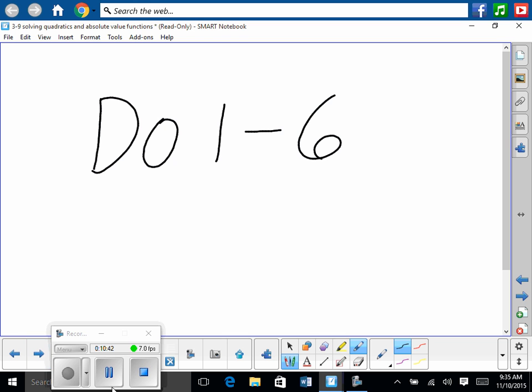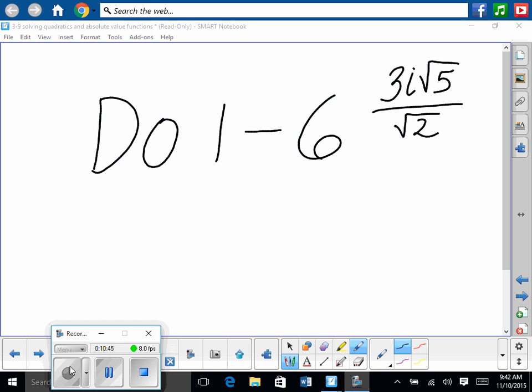Ready, set, go. So let's say we had an answer like this. This is considered not simplified. You would not see an answer like this on an ACT. You won't see it on my test either. You won't see it on an end level either. It's not simplified because we cannot have a root in the bottom of a fraction. So to fix that, we rationalize the denominator.